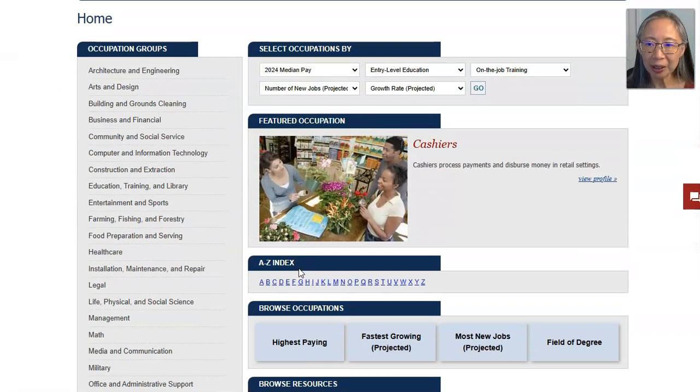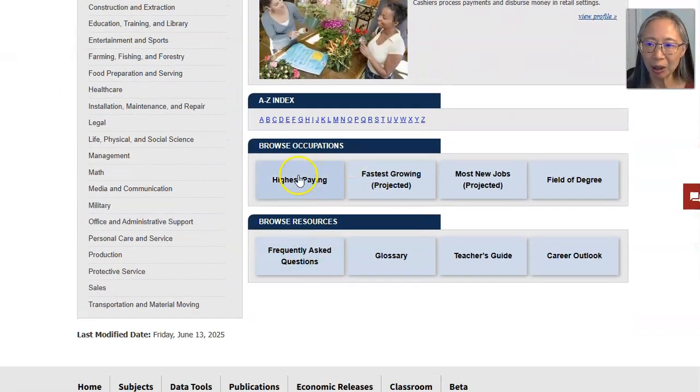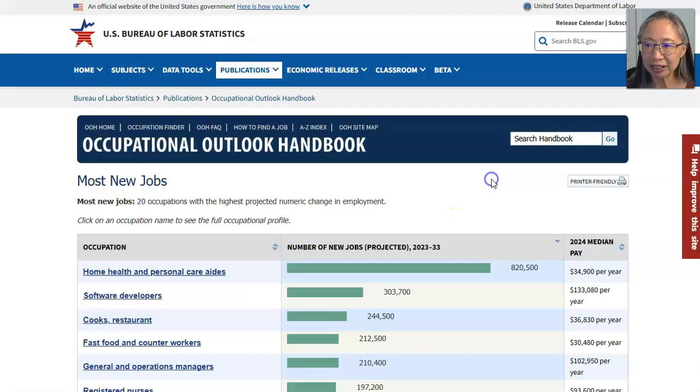By scrolling down, you can actually look at occupations that have been pre-filtered. For example, these are the highest paying jobs, fastest growing jobs by percentages, and the most new jobs, this is the number of jobs. And let's click on that and take a look.